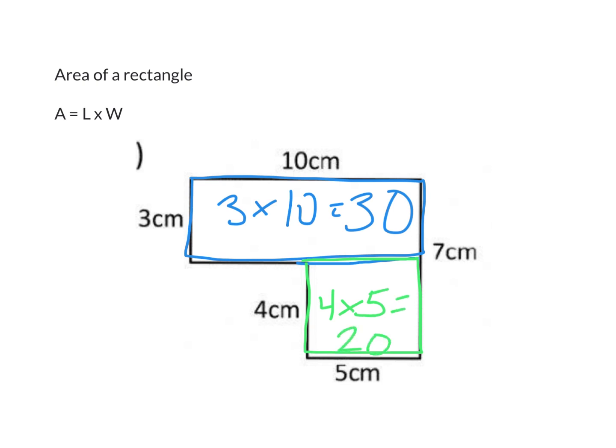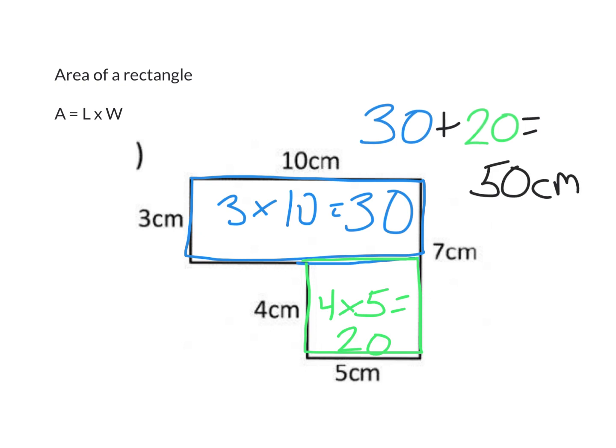And to round this out, we need to combine our two areas. Now again, think, how are we combining them? We are pushing them together. We are combining the spaces. We are adding the two to get an area of 50 square centimeters. So we split into rectangles, found the individual areas, and added them together.